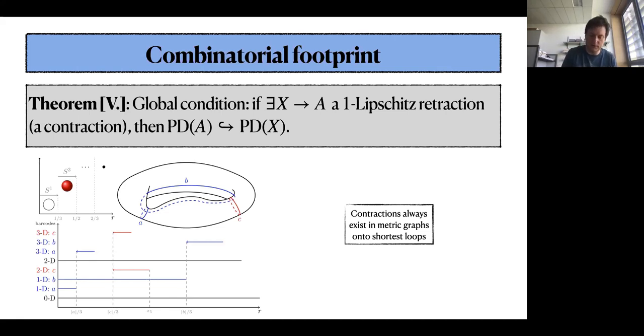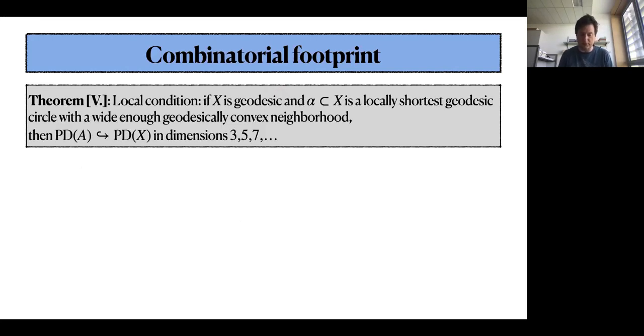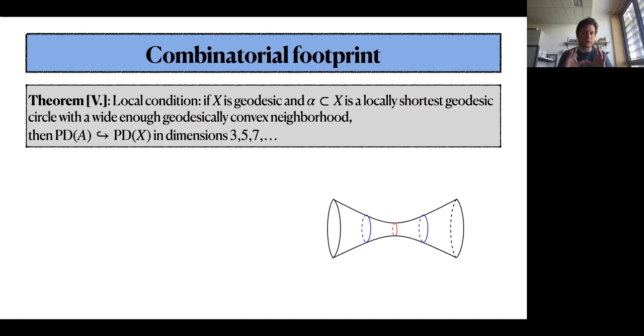It's a global condition because you need to map the entire space somewhere. There's also a local condition. Technically it's written down here, but maybe I just want to show a picture. We'll just state it for a loop. If you have an isometric embedding of a geodesic S1, and it kind of has a hyperbolically shaped neighborhood, so essentially it just needs to be geodesically convex for some sufficiently large scale.